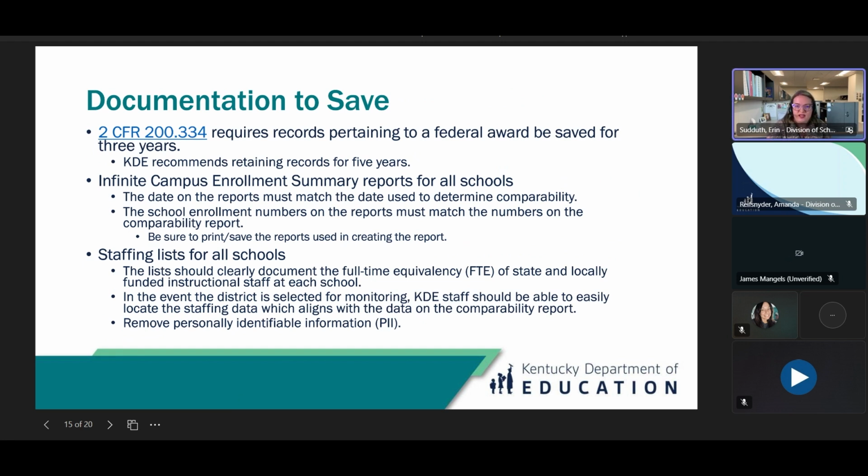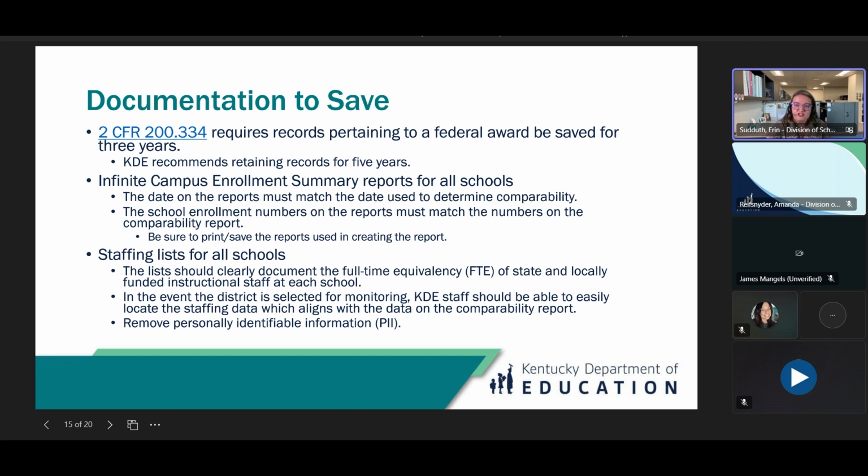We talk frequently about program documentation and what to save to demonstrate that you're meeting program requirements. Uniform grant guidance requires districts retain records for 3 years, and that's 2 CFR 200.334. Now, you may remember from our statewide federal programs training that the attorneys from the Brewman Group strongly recommend saving records for 5 years, and KDE recommends that as well as a best practice.